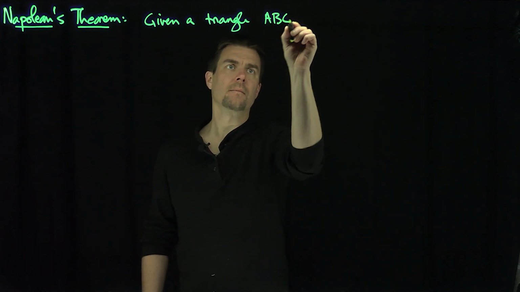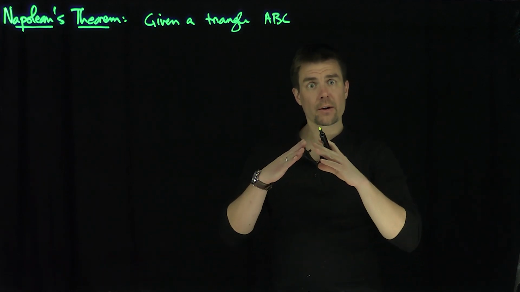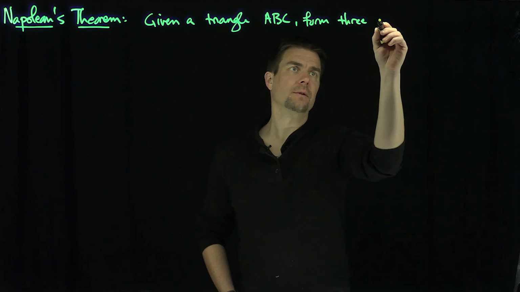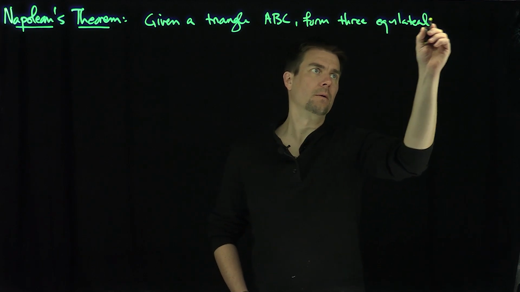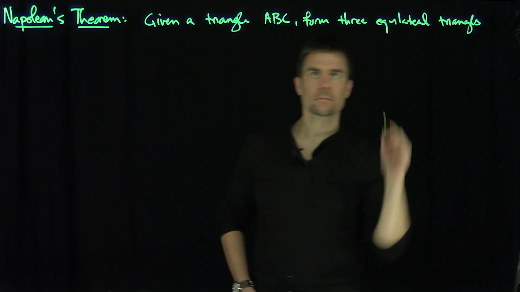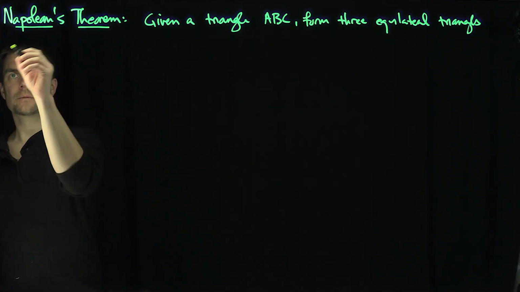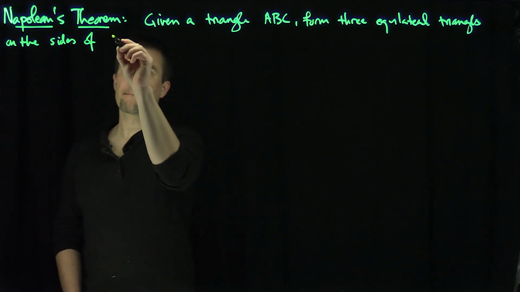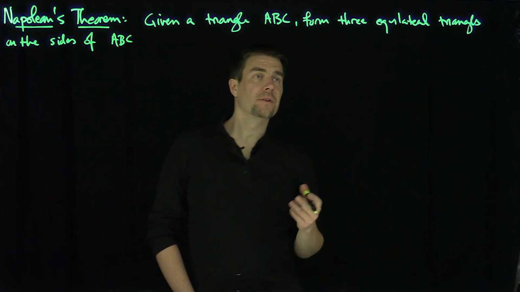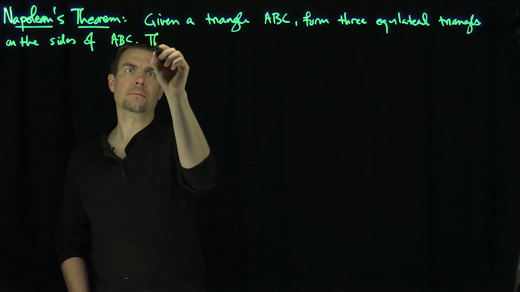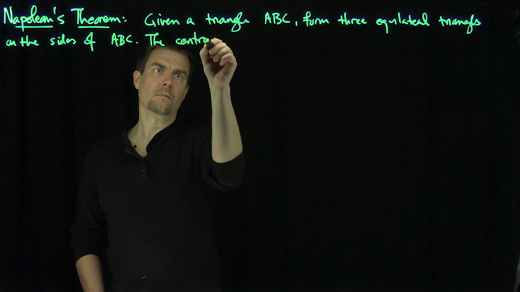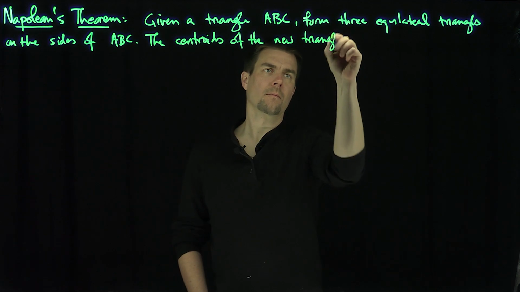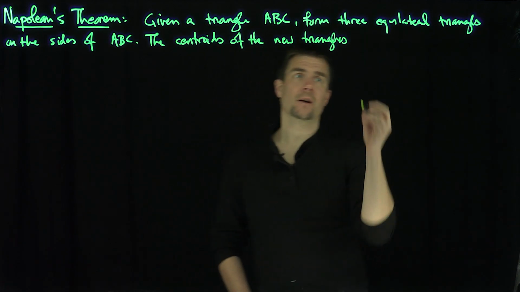ABC, what we're going to do is form three equilateral triangles on the sides of ABC. Then the centroids of those new triangles themselves form an equilateral triangle.